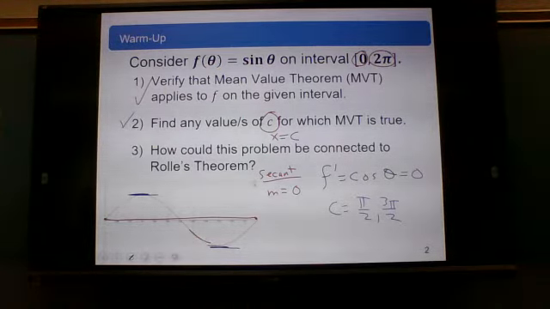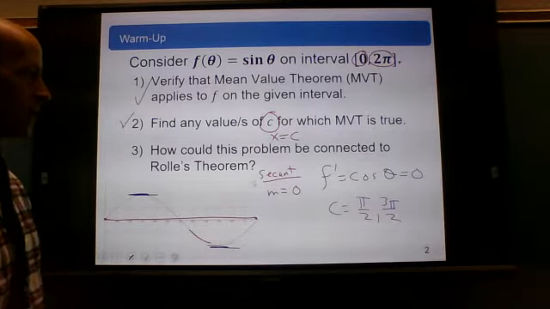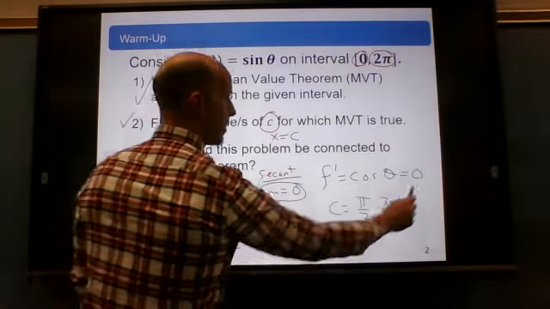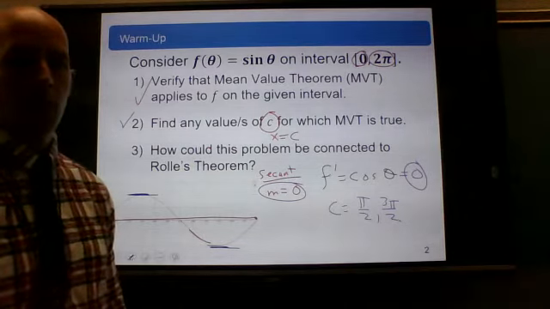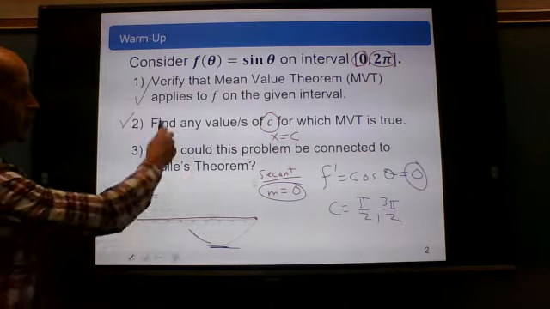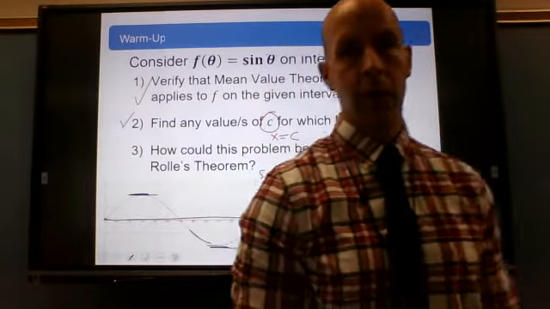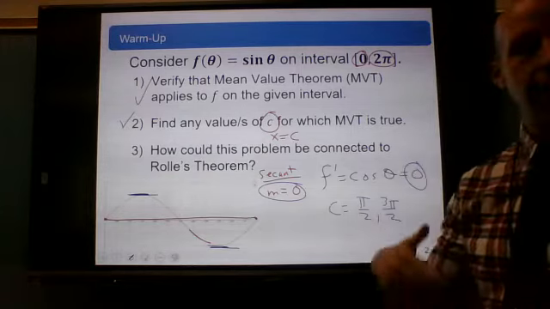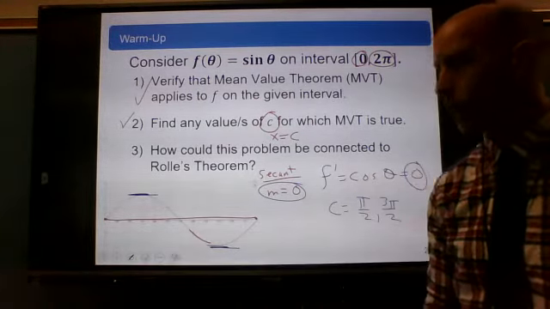And then number 3, how could this problem be connected to Rolle's theorem? Well, it could be connected simply because in this case, the slope of the secant line and the slope of the tangent line are 0, and that is exactly the subcase that we call Rolle's theorem. So I could have actually just changed this problem to Rolle's theorem and not referred to it as the mean value theorem. Does anybody have any questions on the warm-up? This is what we did last week, so I thought this might be a good place to start.